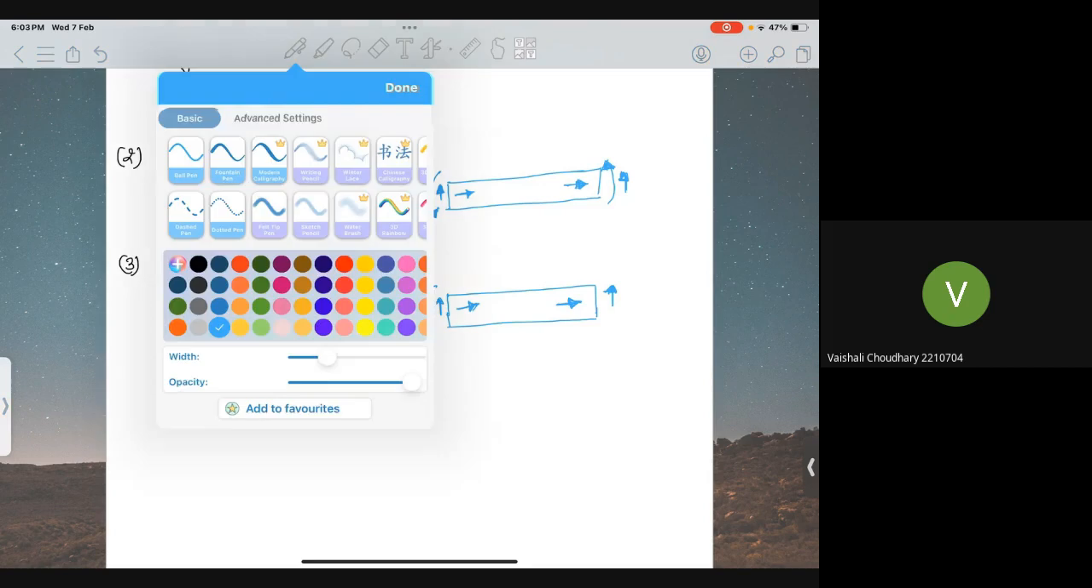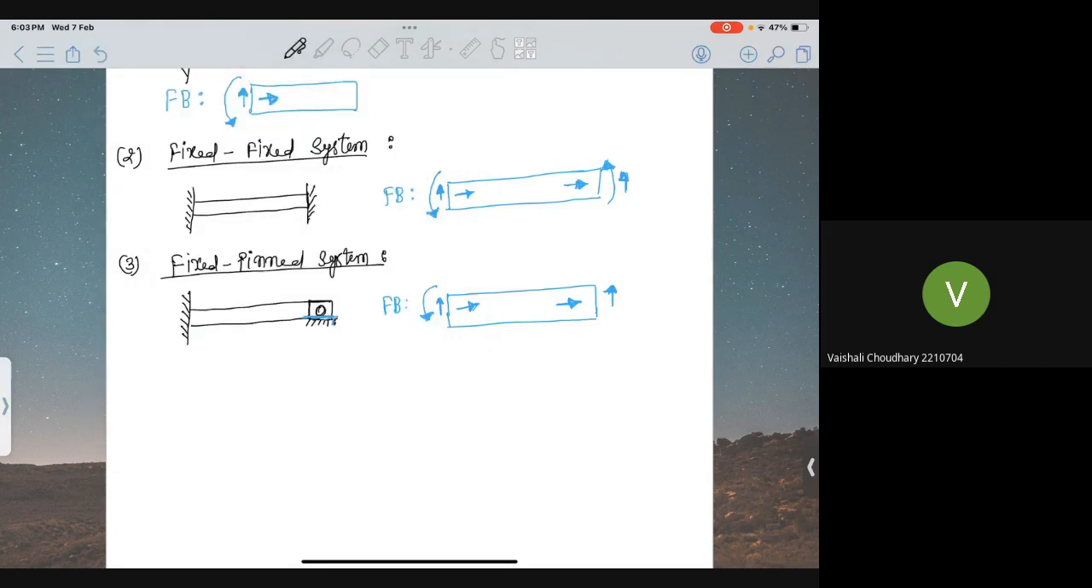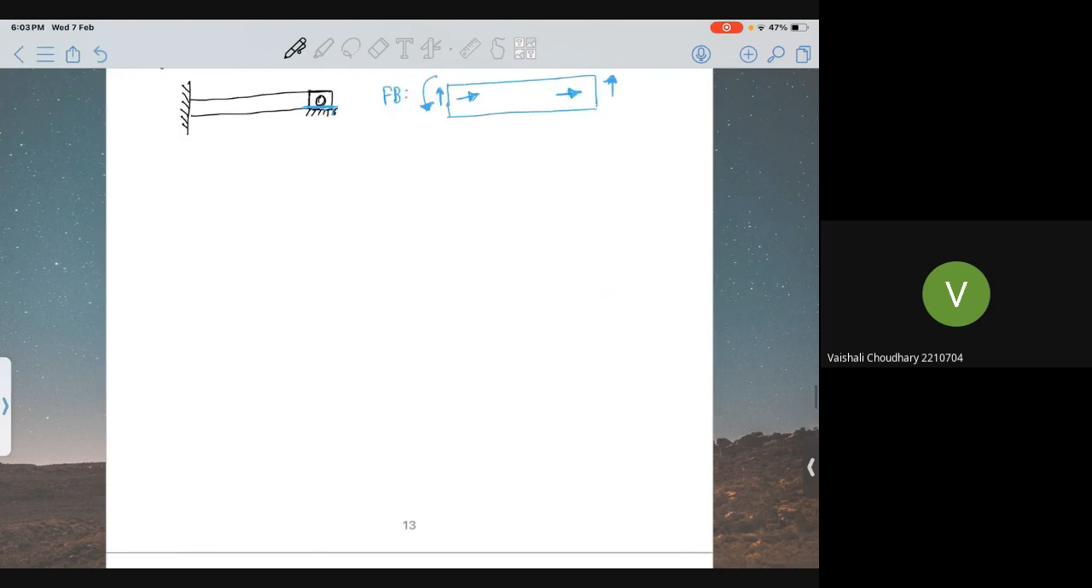Now the other system is the fixed-sliding system.